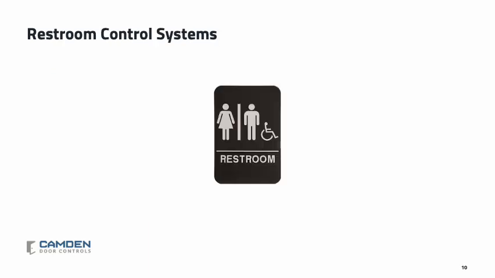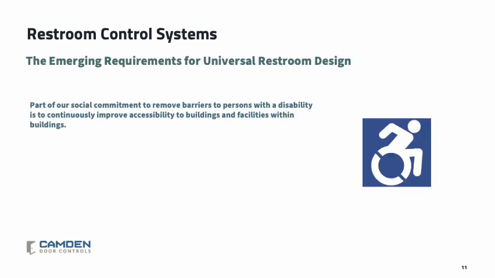Now that we've reviewed the attributes and scope of privacy systems generally, let's dive into the specific application of privacy systems used in restroom applications, and particularly restrooms that have an automatic operator on the door. Restroom control systems are part of the emerging requirement for universal restroom design. Part of our social commitment is to remove barriers for persons with disabilities to both access buildings and for accessibility in the facilities within our buildings.